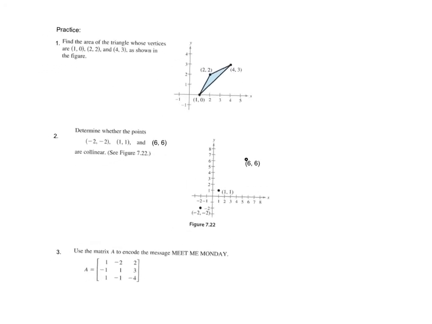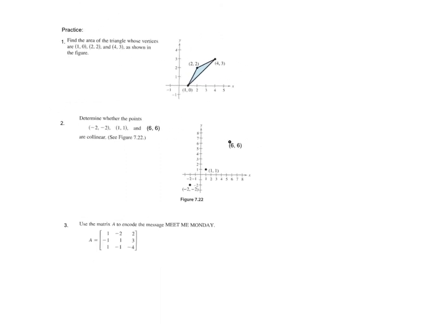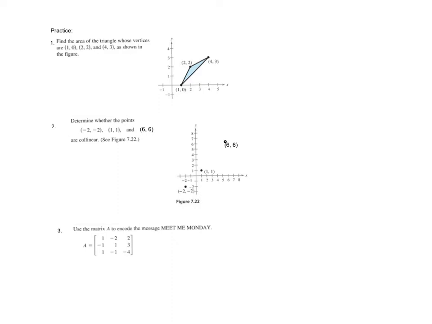All right, so we're going to practice a little bit. This is from the first set of notes: finding the area of the triangle, determining whether the points are collinear, and then using the matrix to encode the message "meet me Monday."